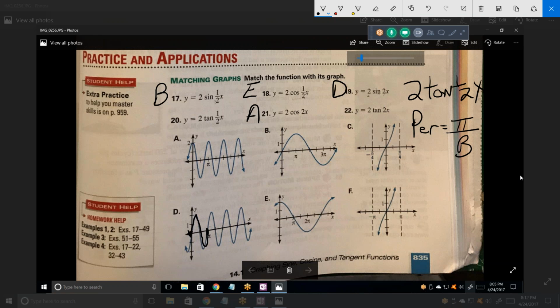Well, which one do we want? Let's figure out 20. B is 1/2. So what's the period on 20? It's pi over 1/2, which is 2 pi. So 20 needs a period of 2 pi. Well, which one has a period of 2 pi, C or F? It'd have to be F then. Correct. For 20. The other tangent function has to be C.